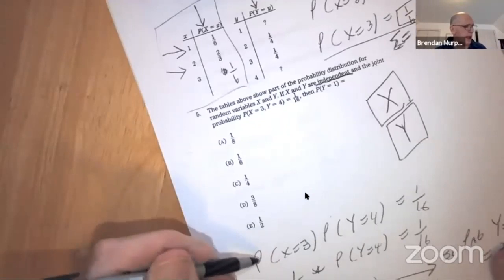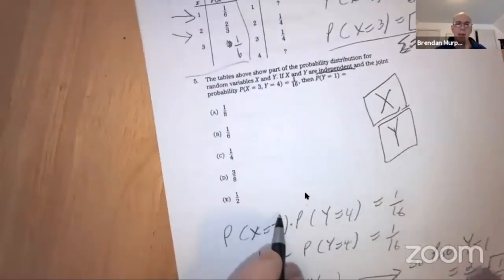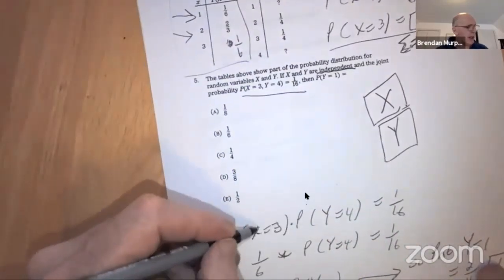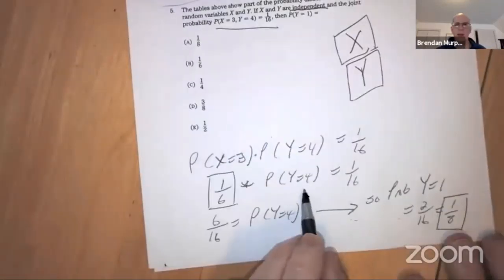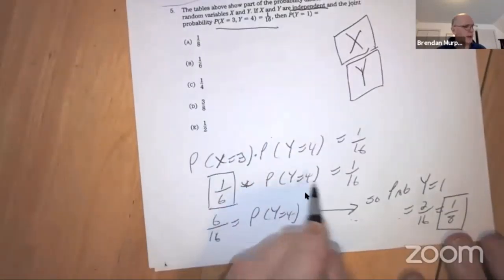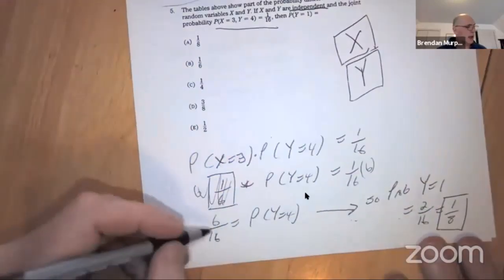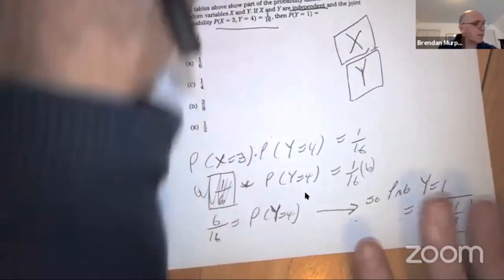So I set up a little equation here, and I said the probability that big random variable X is 3 times the probability that big random variable Y is 4 is equal to 1/16. I was given that, so I was told that. Well, the probability that big random variable X is 3, that's 1/6. So I felt comfortable with that. Feels like I'm kind of solving for this. So 1/6 times this number here is 1/16. I think I just multiplied both sides by 6. And I get 6/16 is the probability that big random variable Y was a 4.